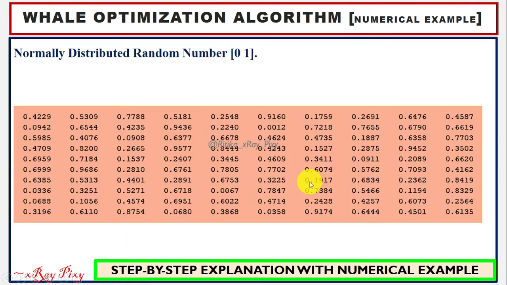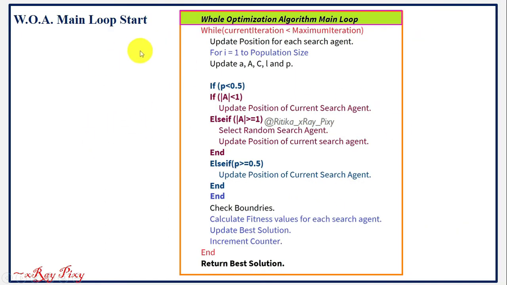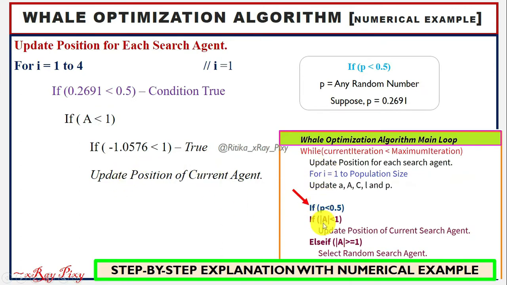Now we will check this statement whether it's true or not. P is any random number, and suppose we choose, for example, 0.2691. Now we will check whether this condition is true, and you can see this condition is true. If this condition is true, then we'll perform this part, else this one. Right now the condition is true, so we will perform this part here, and the value for A is this one. Again the condition is true, so we update the position for the current search agent.